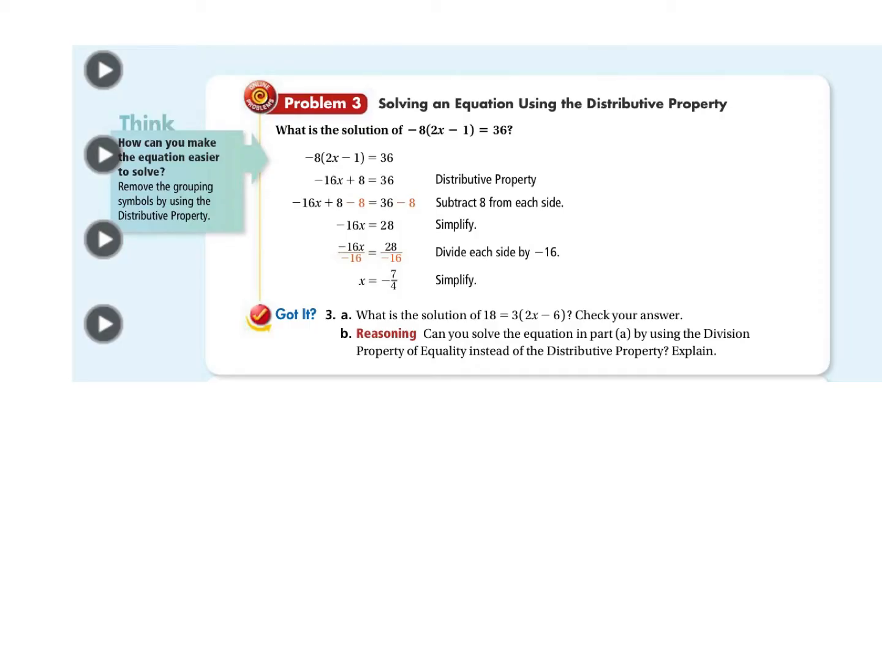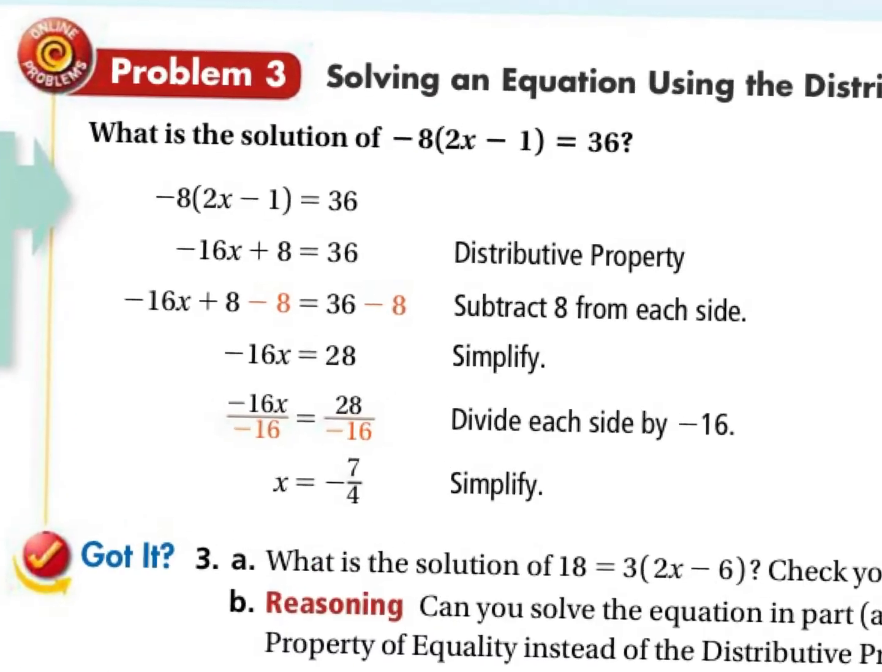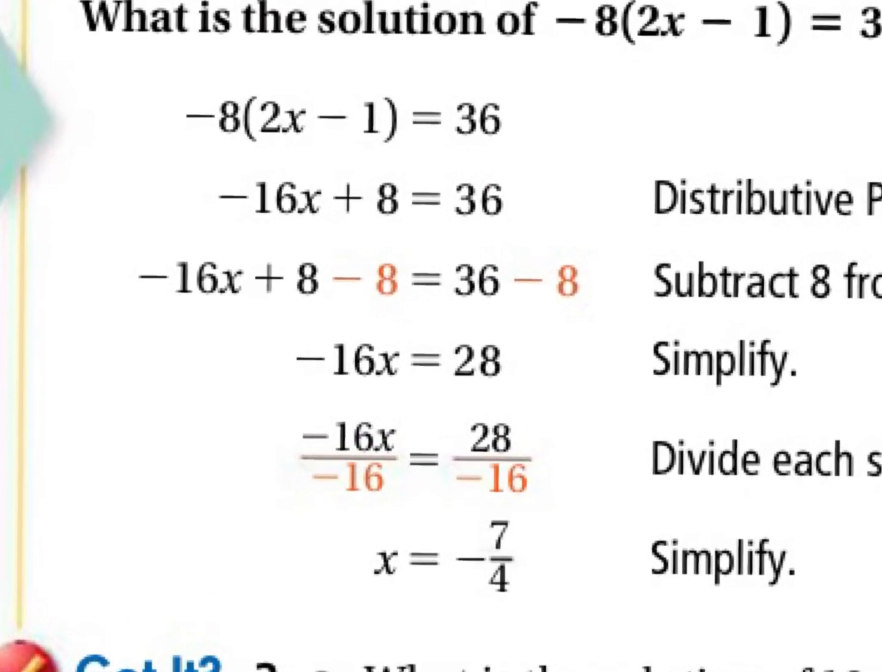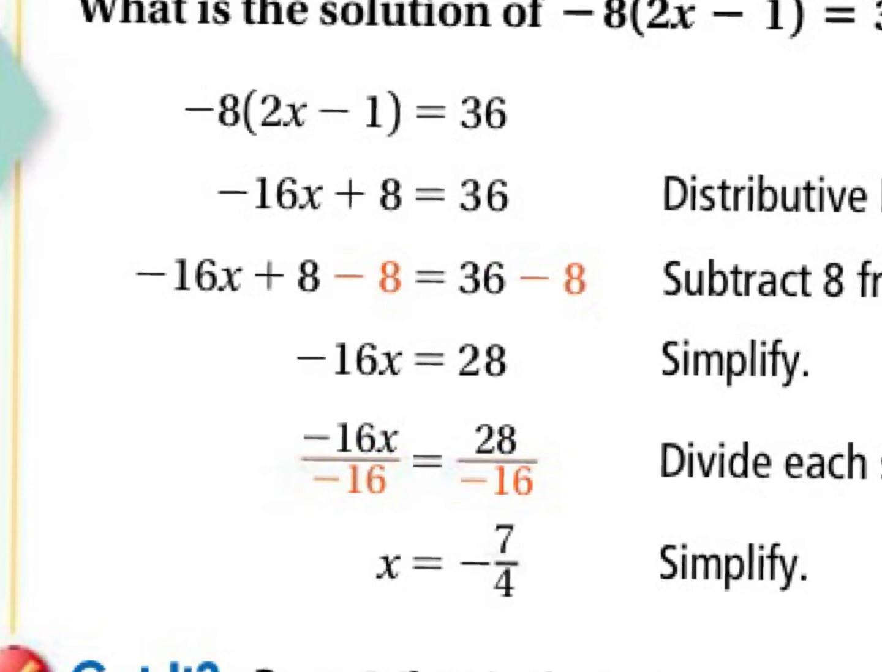Problem 3, we are solving something that involves the distributive property. So notice on this problem we've got parentheses around something. When you have a number right outside the parentheses and inside the parentheses they're adding or subtracting, that's our cue that we're going to be using the distributive property, which was one of the steps that I mentioned at the beginning of the lesson.